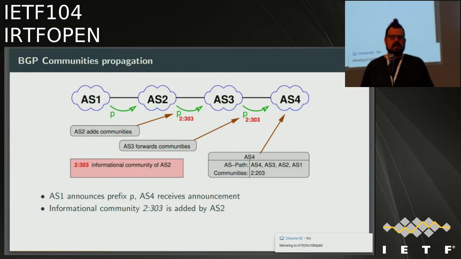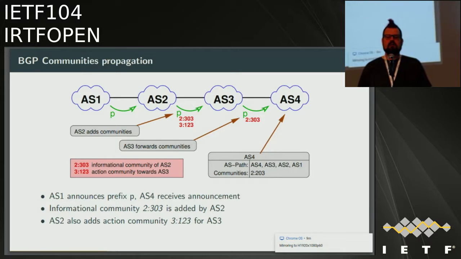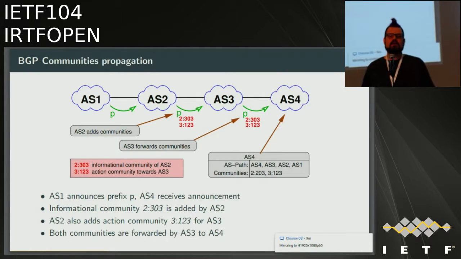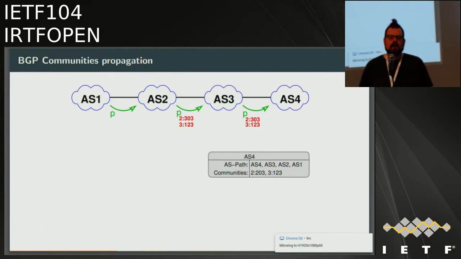So AS2 has added this informational community. Now AS2 is also adding a community for signaling or triggering an action in AS3, its upstream. And this is also forwarded to AS4. So both of these communities are now present or visible in AS4, but AS4 cannot know who actually has added these communities, and so can't we. But we needed this for our measurements, so we had to come up with a solution.